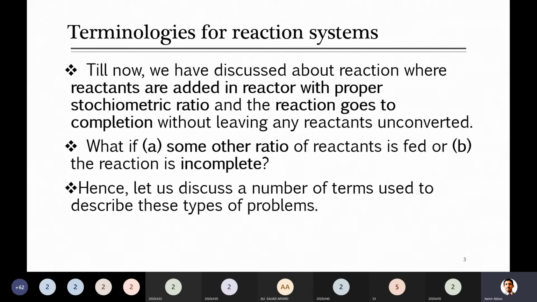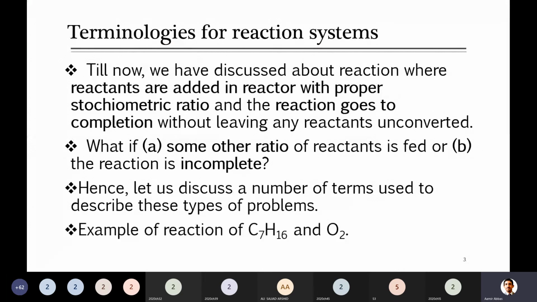You have to involve some other terminologies. You will come across such problems a lot, in which the reaction is not complete. It is not 100% consumed, or the reactant amounts are not in complete ratios. So in those cases, how to proceed with that?